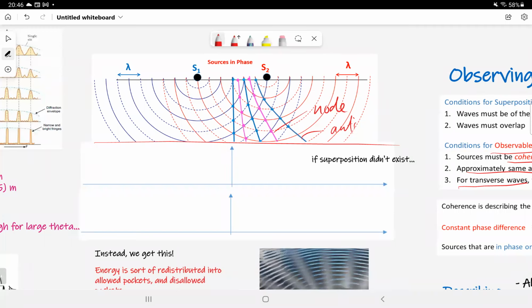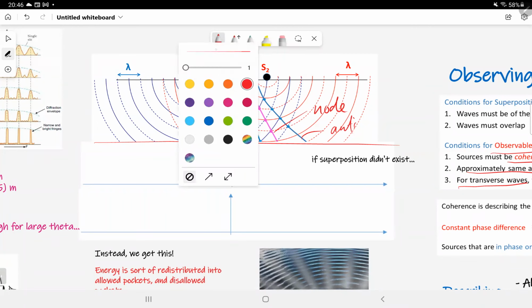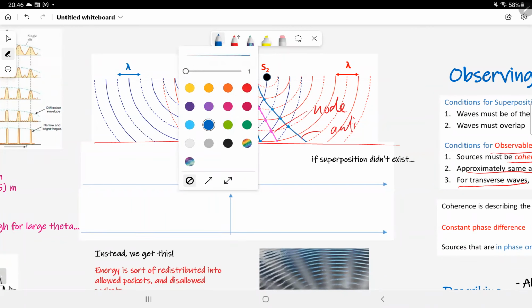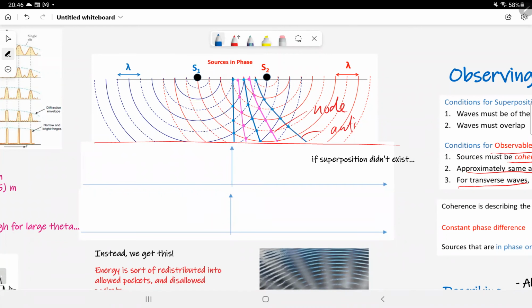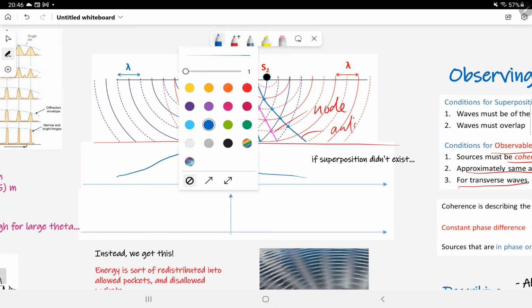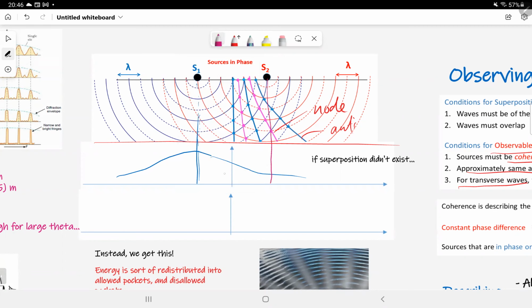Let's study what each of the waves will give us. If there was no superposition, and there was just one wave at first, we expect at this position here the wave intensity to be something like this, with a peak at the direct straight-through position, and then it falls off the other way. Then for the other one, it's probably going to be similar, or it's likely to peak here and fall off the other way.